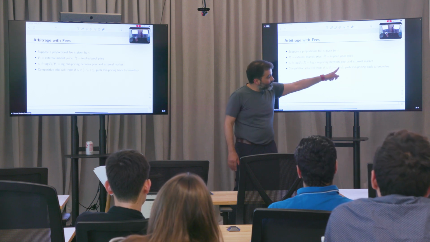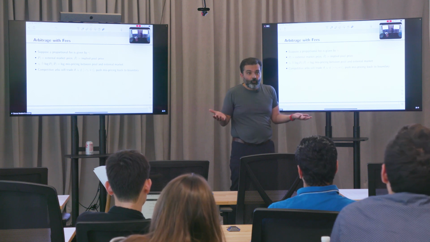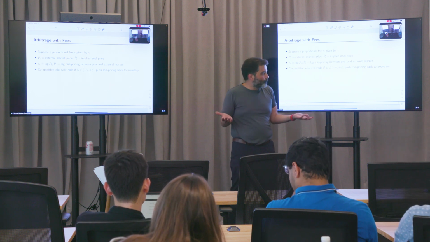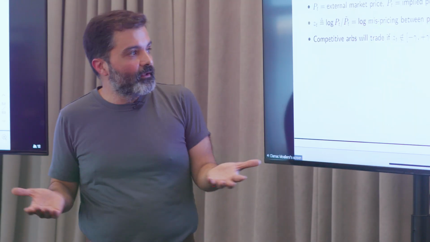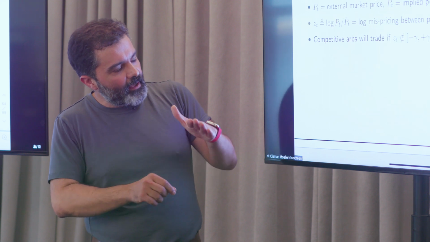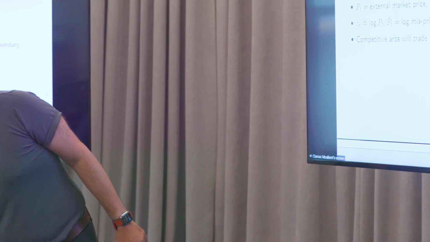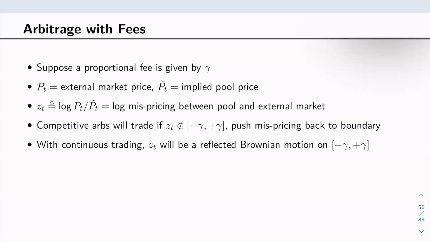Or if you show up and the fee is in the middle of this interval, you're not going to trade because the mispricing is too small for the fees that you have to pay. So if you think about this, if you have these arbitrageurs continuously monitoring and they push this thing back when it hits the boundary, you're going to end up with this process as a reflected Brownian motion.